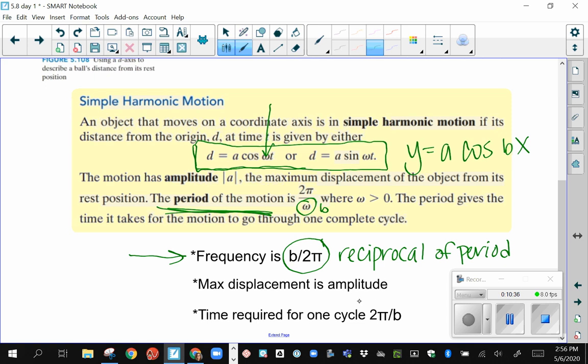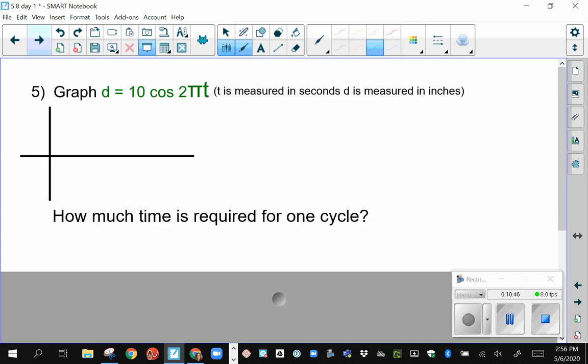The maximum displacement is the amplitude. I mentioned that already. And then the time required for one cycle is 2 pi divided by b. That is the same as the period. So let's take a look at a couple examples with simple harmonic motion. We'll start pretty basic here.